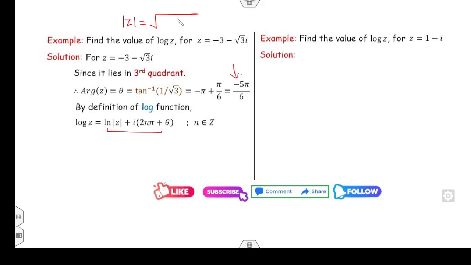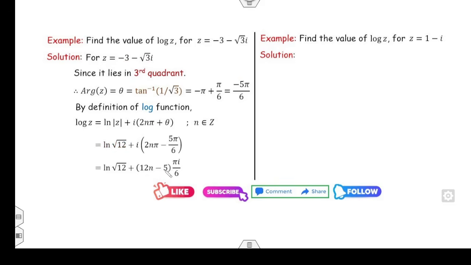Which is equal to 3 square, minus 3 square is 9, root 3 square is 3, so root 12. Root 12 you can write as 2 root 3. Fine. Or I can write as 12 raised to power 1 over 2. 1 over 2 I can take ln outside.